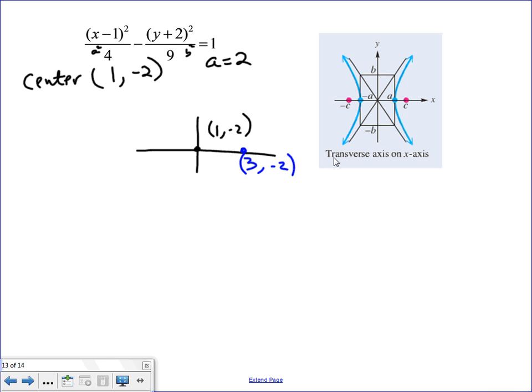I'm going to subtract 2, and the other vertex is at negative 1, negative 2. I added 2 and subtracted 2 to get to my vertices. I didn't put them on the right coordinate plane, but I wanted to do this little sketch so I could figure out what the vertices are. So these are my 2 vertices, negative 1, negative 2, and 3, negative 2.